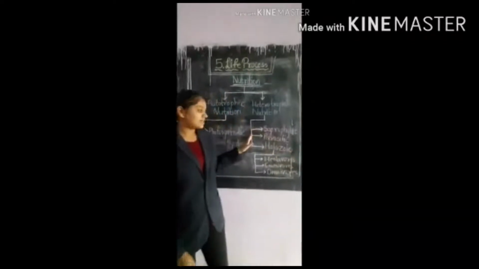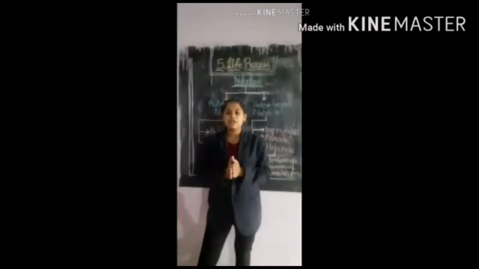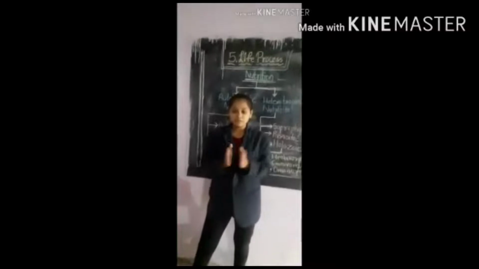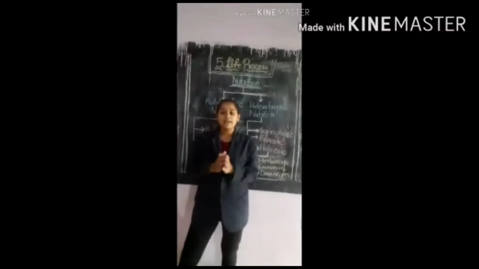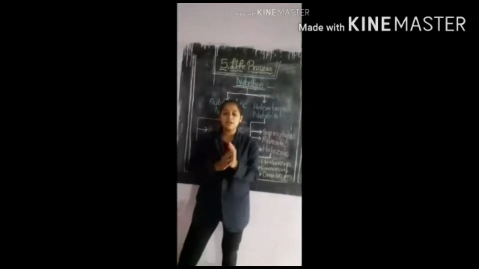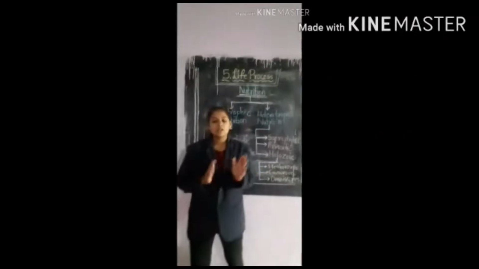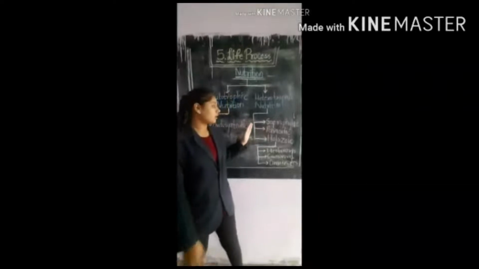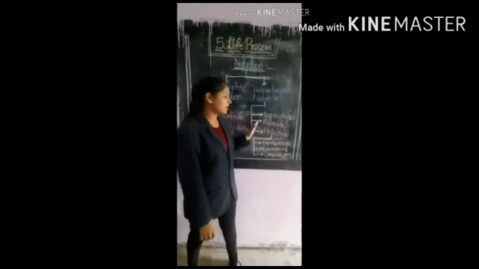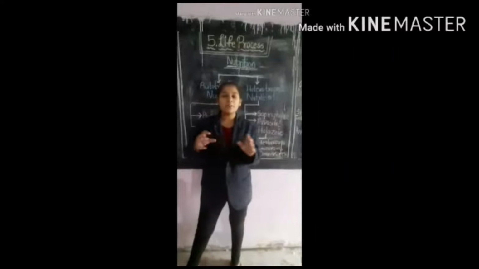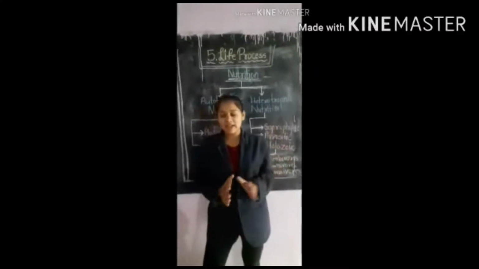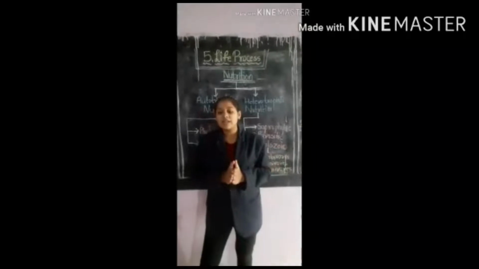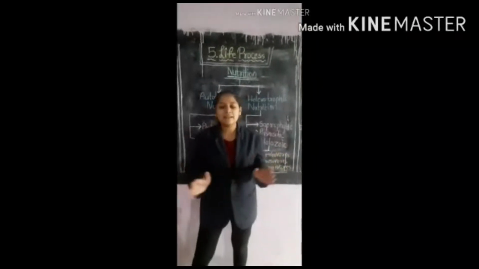Now the second one is parasitic nutrition. So what is parasitic nutrition? Some organisms live outside or inside the body of other organisms and derive nourishment from the host without killing it. This mode of nutrition is known as parasitic. So the organisms which obtain their food from a host without killing it show parasitic nutrition. An example of parasitic nutrition is Plasmodium, etc.